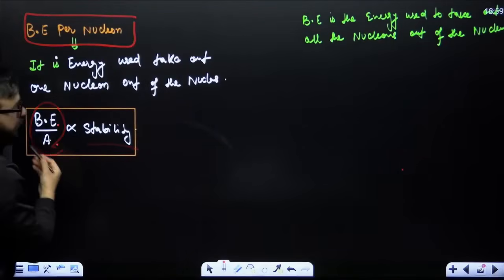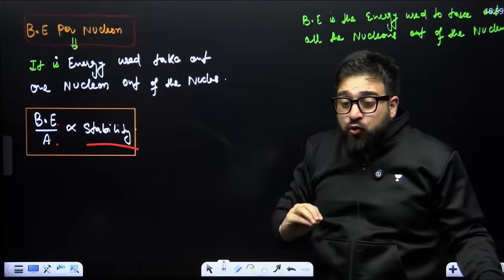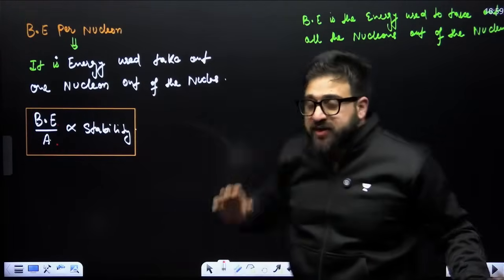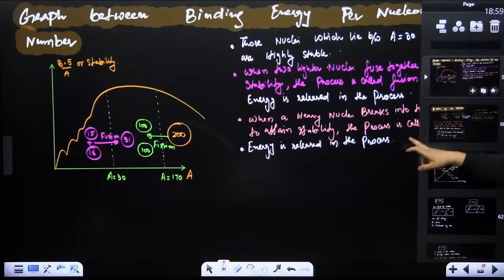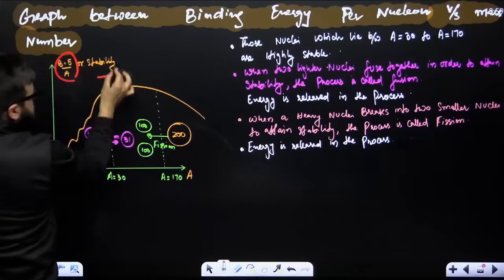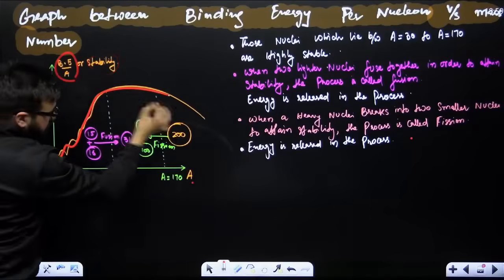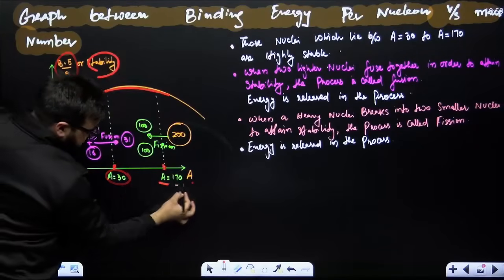Okay, binding energy per nucleon means the amount of binding energy used so that you can take out one nucleon from the nucleus. So that is what we call the binding energy per nucleon. Okay, graph between binding energy or stability versus mass number. See, this is the graph. Now, here we say mass number is 30, here we say mass number is 70.